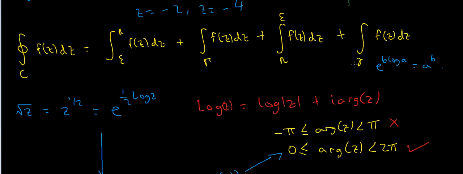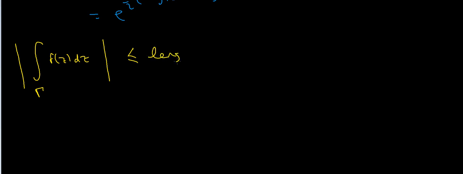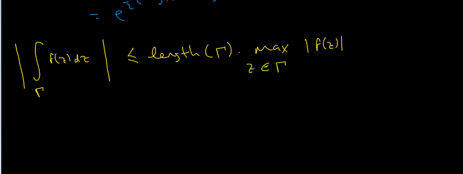So let's look at the second integral. I want to try and look at the integral over big gamma of f of z dz. I want to use the estimation lemma, which tells me that I can bound that in modulus and say that that's less than or equal to the length of big gamma multiplied by the maximum value of the modulus of f, where z varies along this part of the curve, gamma.